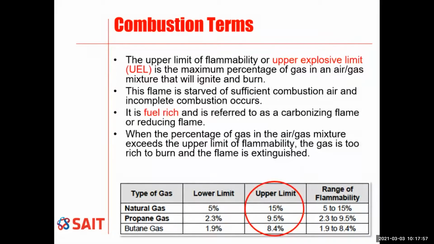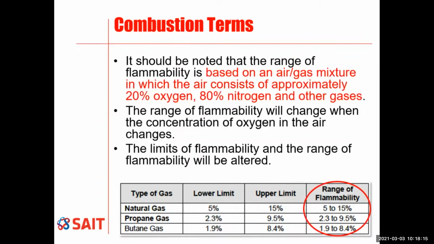Next slide. We still talk about the upper explosive limit. This is fuel rich and referred to as a carbonizing flame, when we have a lot more fuel. Oxygen rich if it's the other way. Straightforward. And here we go. Based on an air gas mixture in which the air consists of approximately 20% oxygen, 80% nitrogen and other gases, there's a range in which you will have combustion.